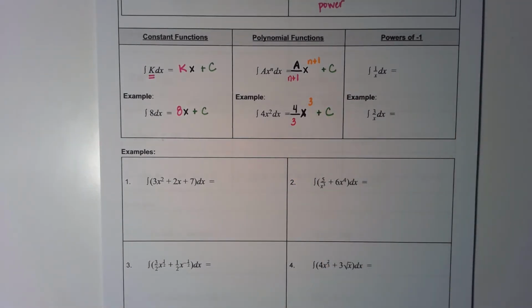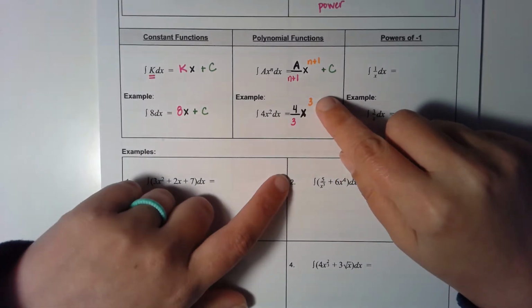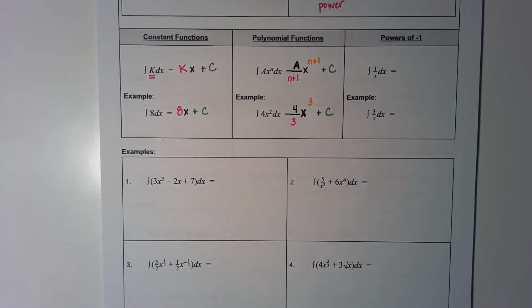Now, you can always check your work here. If you just take the derivative, so you drop the power, if you multiply by 3, these 3's cancel, you get 4x squared, which is what we started with, so you know you're good.